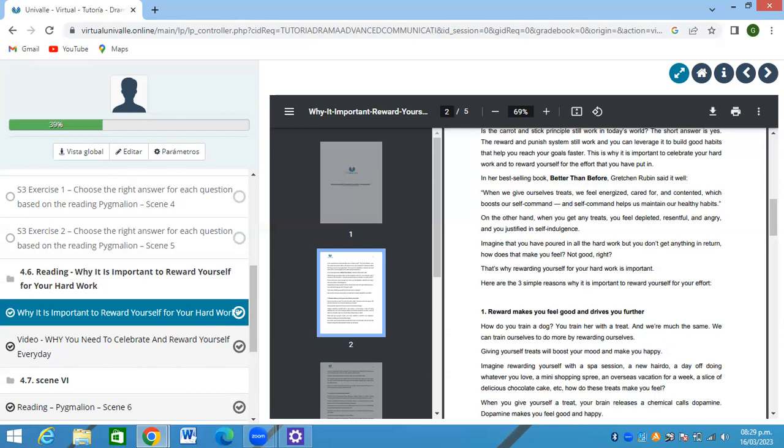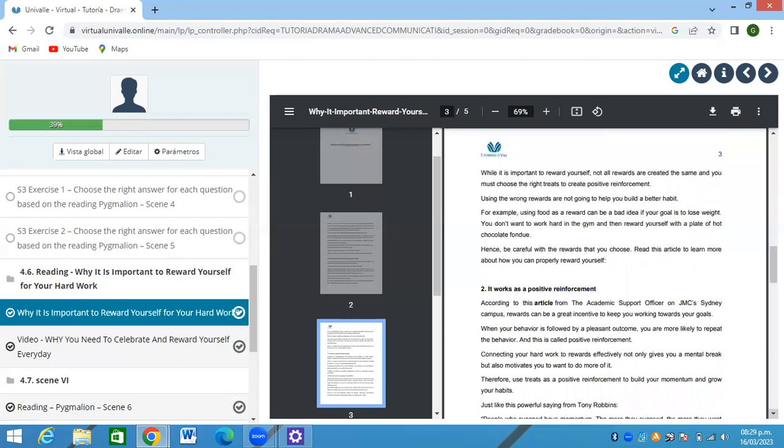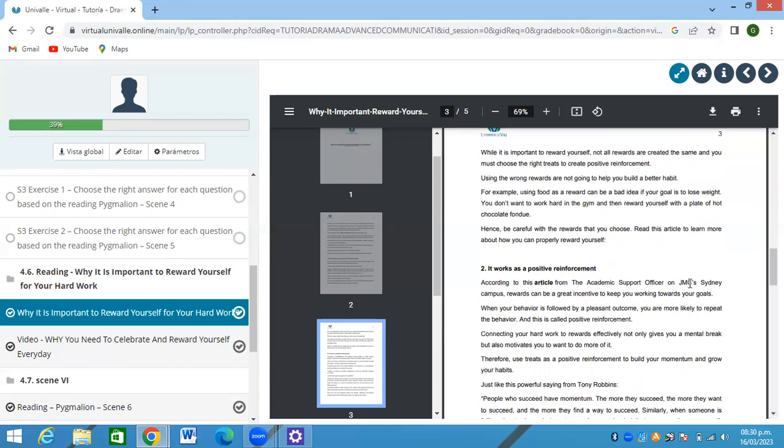Yeah, that's right. Let's see the second reason that we have here. It says it works as a positive reinforcement. According to this article from the Academic Support Officer, GMC Sydney campus, rewards can be a great incentive to keep you working towards your goals. Most companies nowadays, and many years ago, have some rewards for the employees, right? For example, it's my understanding that in call centers, if you achieve the goals they are asking for and fulfill the metrics, you're going to be rewarded, right?